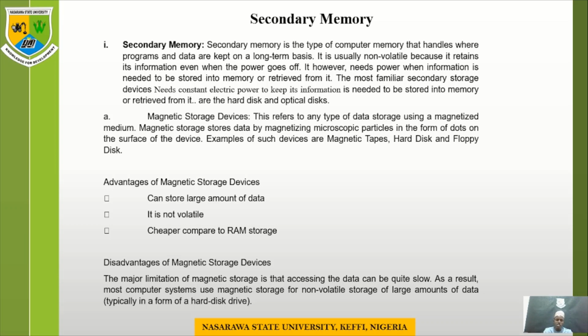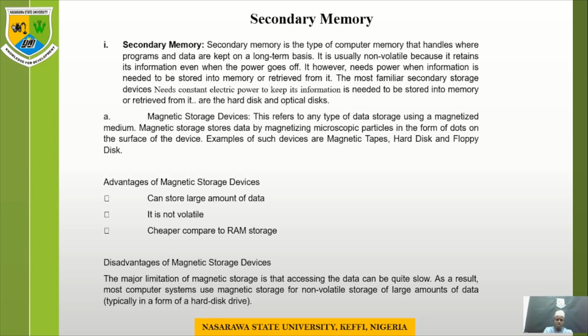The disadvantage, the major limitation of magnetic storage, is that accessing the data can be quite slow because of the size. Before you access the data, when you put it into the computer, it has to read the content of that storage device. So it can be slow because of the weight of the device, the external device, which is the secondary memory. As a result, most computer systems use magnetic storage for non-volatile storage of large amounts of data, typically in form of what? Hard disk drive.